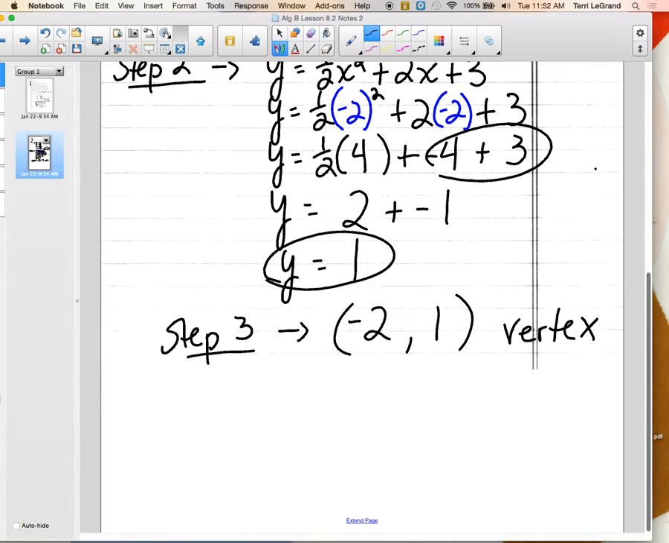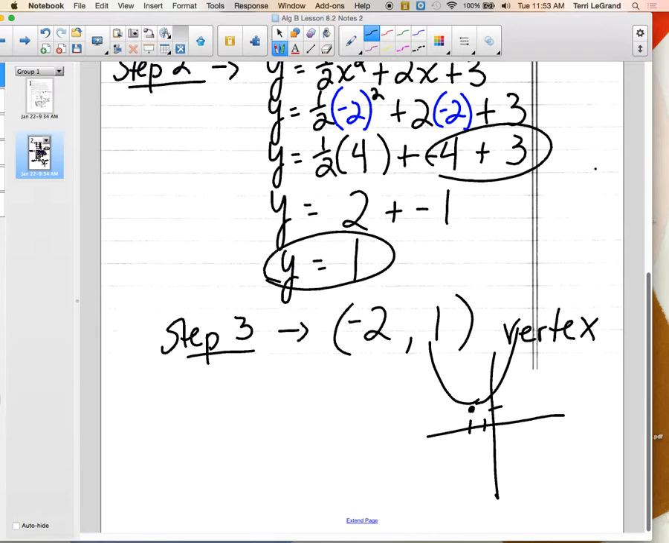Okay, so there's the vertex, right? -2, 1. And what did we say it opens? Up. Is it ever going to cross the x-axis? No, it's not, is it? No. So this one would not have any zeros. And notice we don't even have to have any more information than we have. We're still able to answer that because we know enough about these.